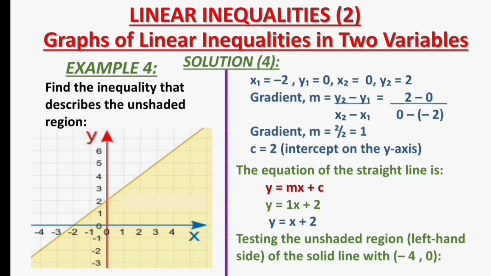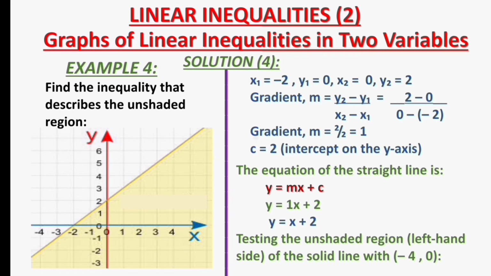Of course, the equation of the straight line is y is equal to mx plus c. Substituting 1 for m and 2 for c in the equation of the straight line, we are going to have the equation y is equal to x plus 2. I hope you got that right. Next, we are going to test the unshaded region, which is the left hand side of the solid line, with a convenient point to tell whether the inequality will involve greater than or equal to or less than or equal to, since we have a solid boundary line in the linear graph.